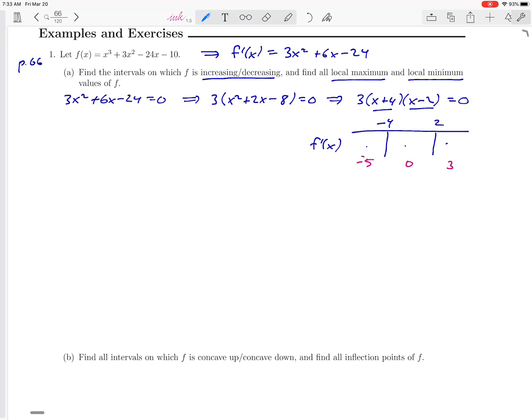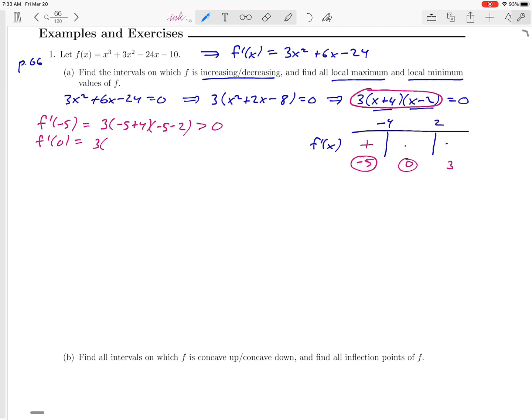Okay, we're going to take those test values and one at a time plug them into the derivative, starting with negative 5. I'm going to use the factored form of the derivative, which is sitting here. We'll just take negative 5 and plug it in there. And you can do this arithmetic on your own. 3 times negative 5 plus 4, that's 3 times negative 1 times negative 7. We've got a positive times a negative, which gives us a positive number and puts a plus in that first part of our sign chart.